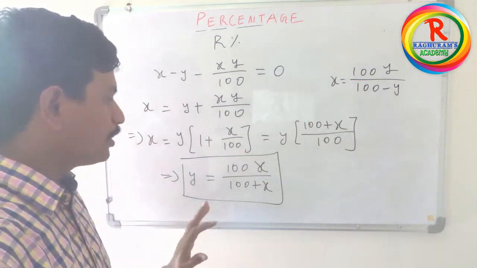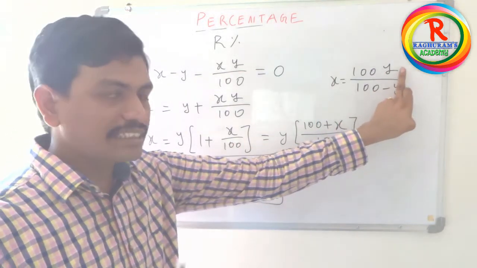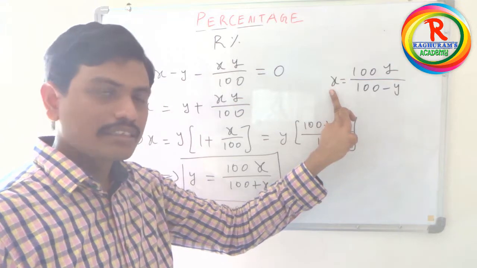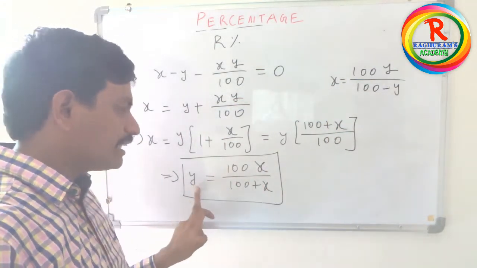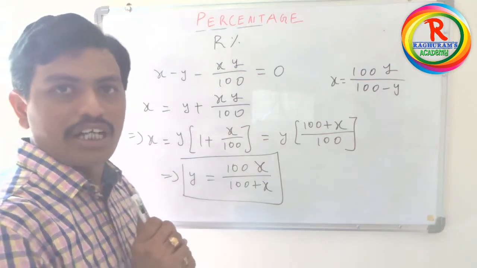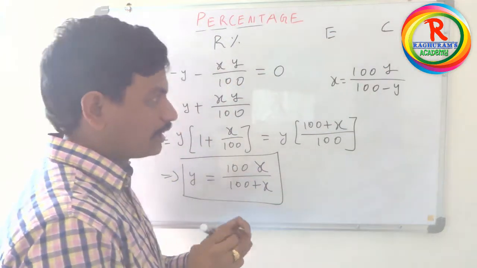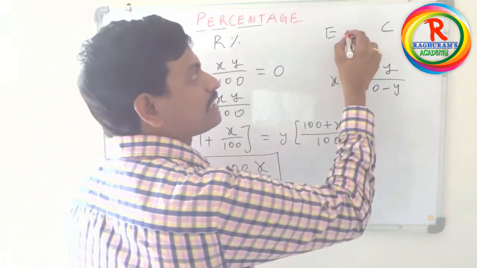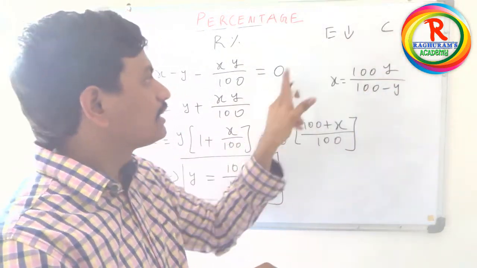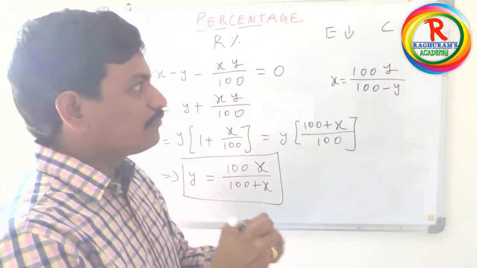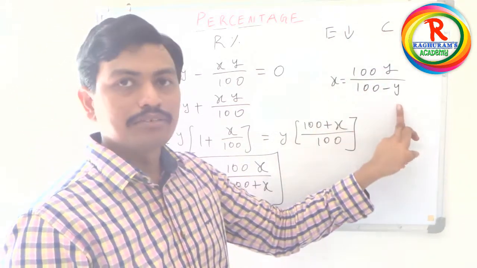So just remember, X is increase and Y is decrease. Suppose decrease is given, we need to find increase. This is the formula. If increase is given, we need to find decrease. This is the formula. Suppose expenditure is decreased, we need to find the percentage of consumption increase so that the savings remain the same. Then we use this formula. So what is given? Decrease is given.